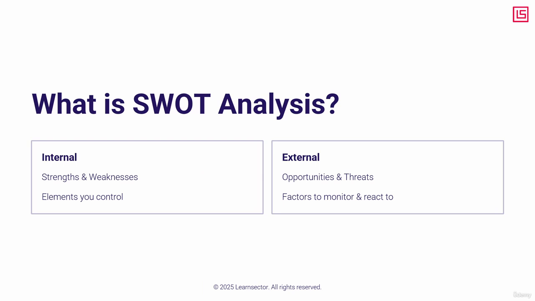Let's start with what SWOT analysis is. It's a structured planning framework used to assess both internal and external environments. Strengths and weaknesses are internal, things you control. Opportunities and threats are external, factors in your environment that you monitor and react to. The goal is to understand your position better to make smarter strategic choices.